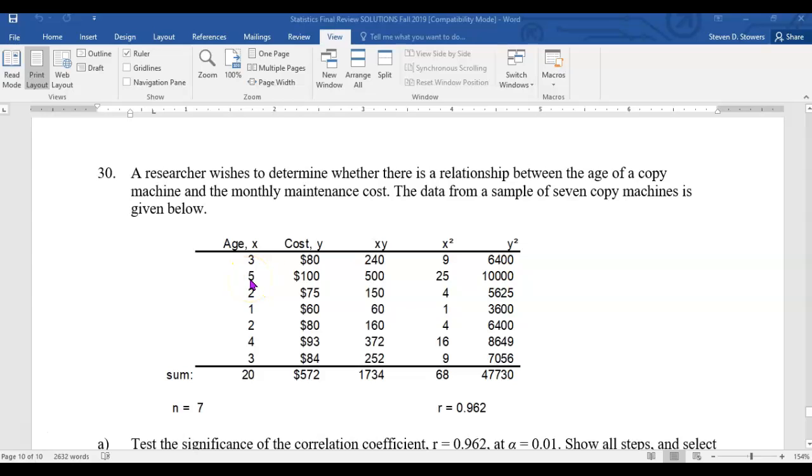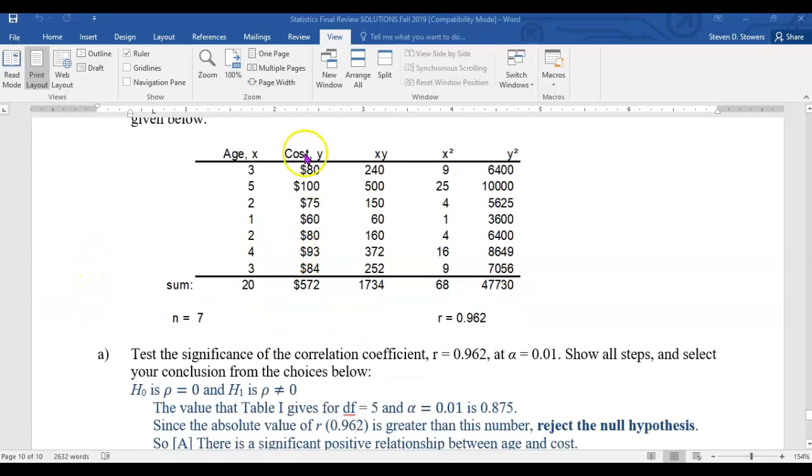Then one has an age of 5 and a cost of $100, one has an age of 2 and a cost of $75, and so on. So we've got a pair of X and Y values for each of those 7 copy machines. And I've gone ahead and done some calculations on those, including calculating the correlation coefficient R.